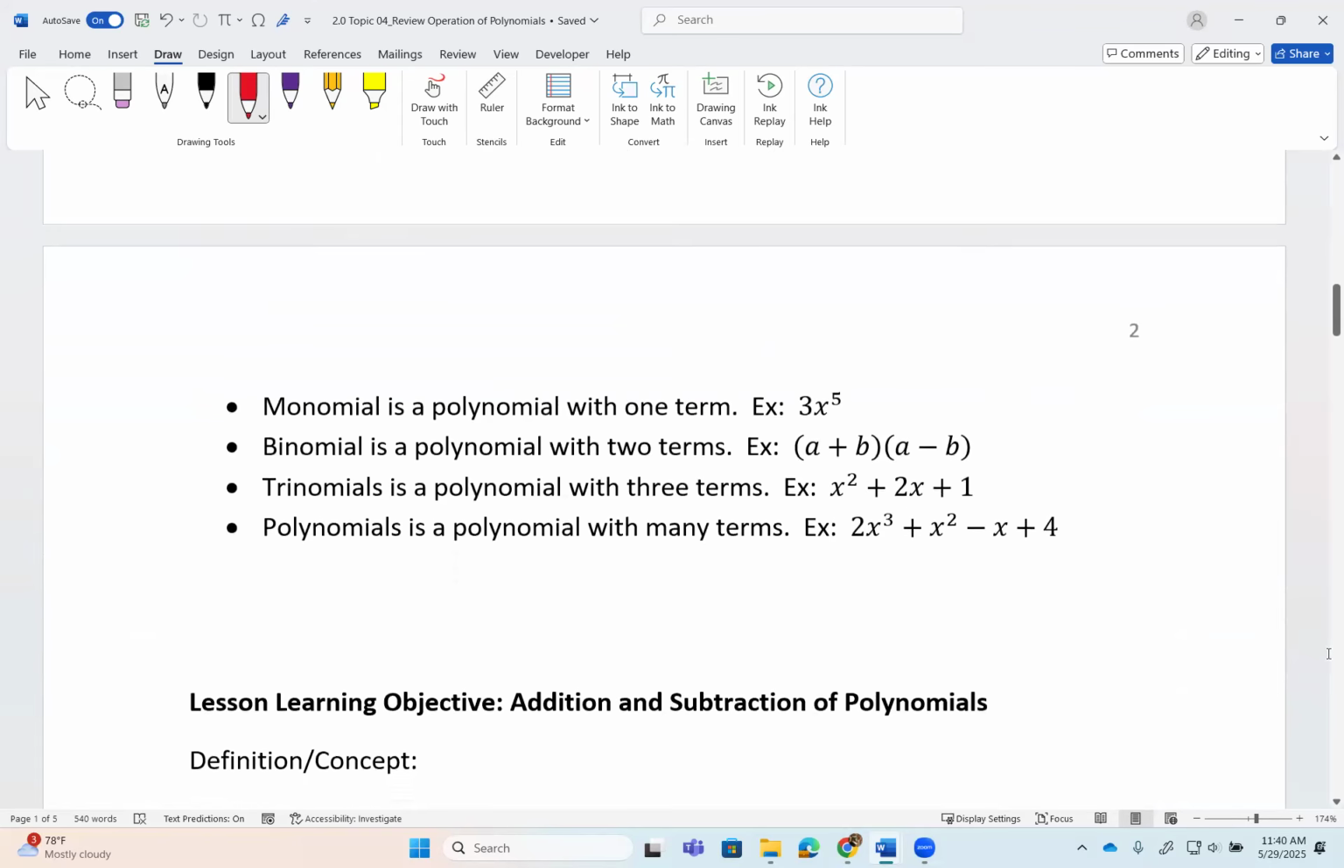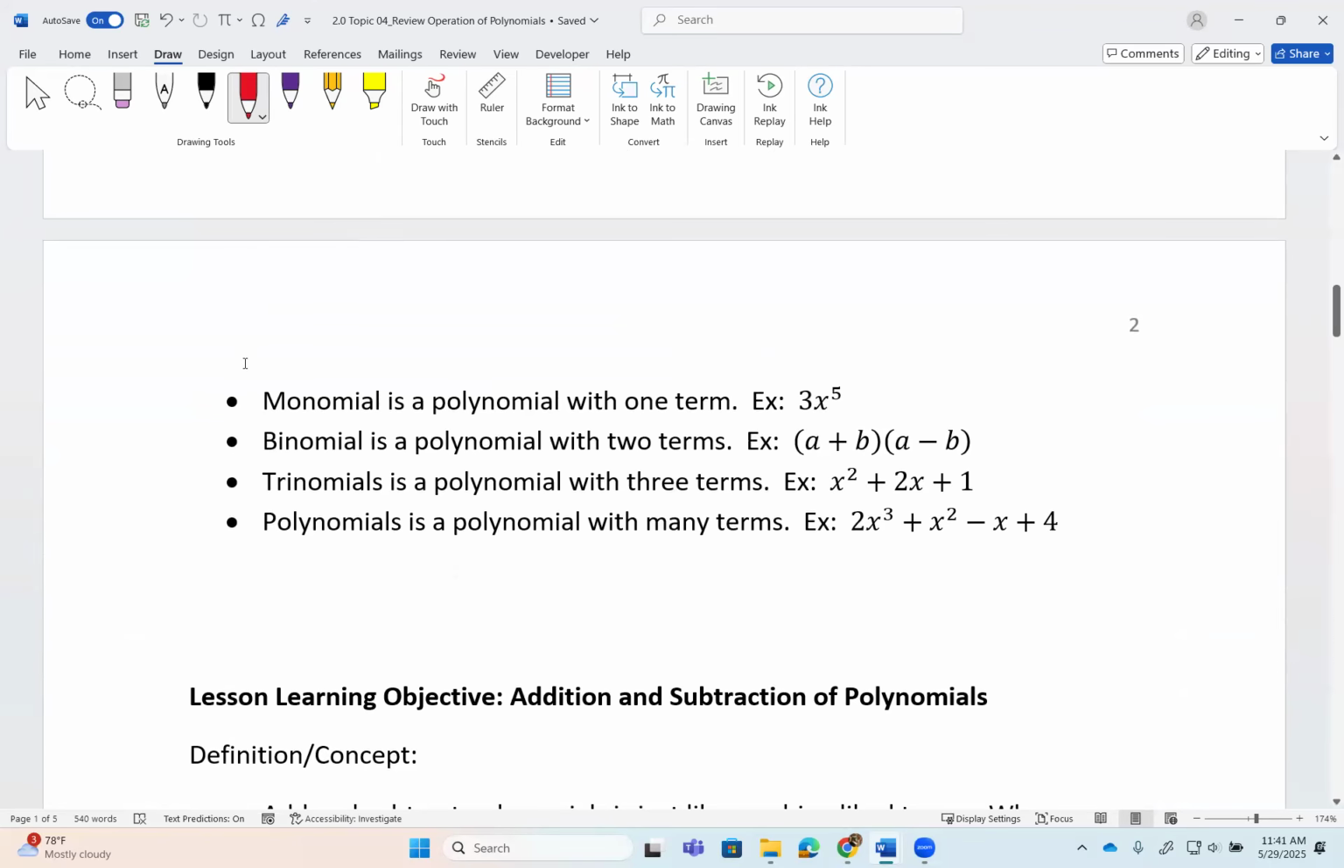Different types of polynomials. A monomial is a polynomial with one term. Not just any one term. It needs to be a term with a variable that has some sort of exponent on it. Like 3x to the fifth power, right? Because behind x to the fifth power here, I should have 4, 3, 2, 1, 0 power. They're all missing, right?